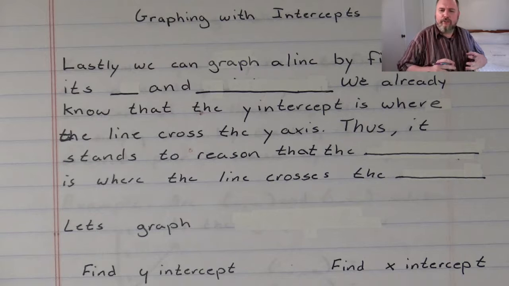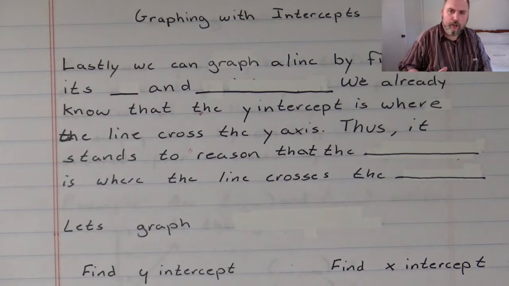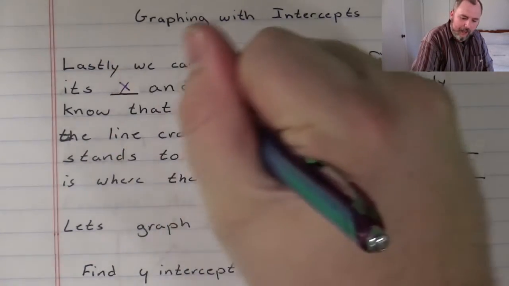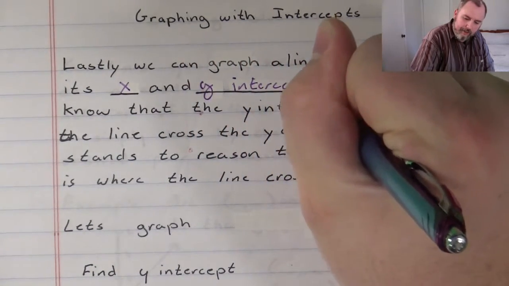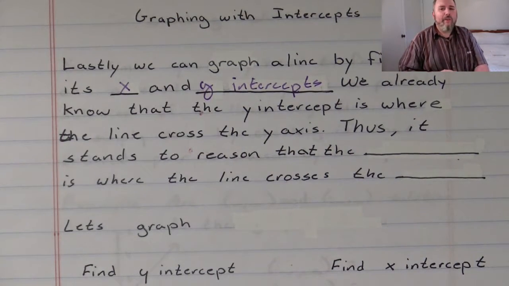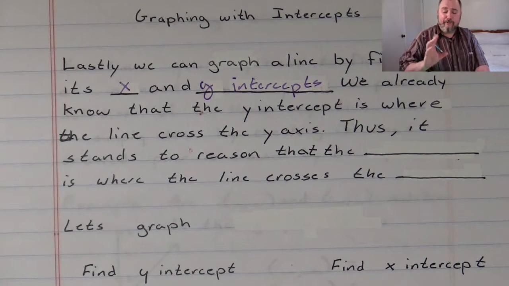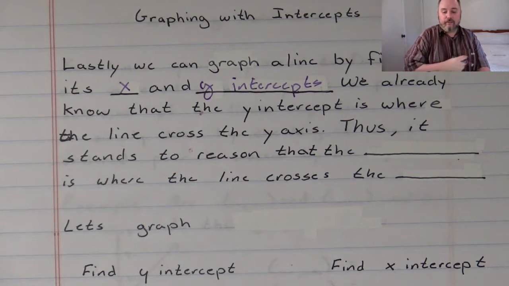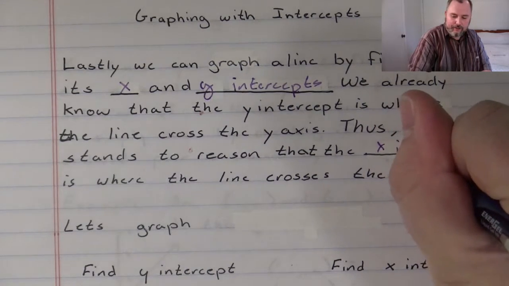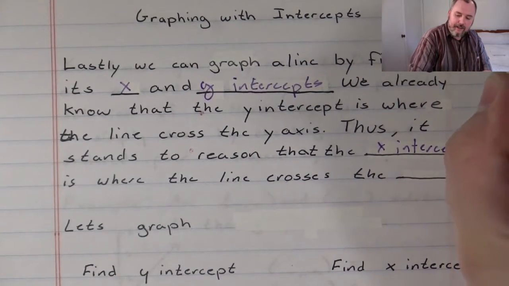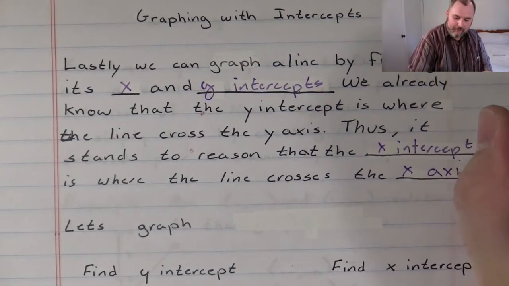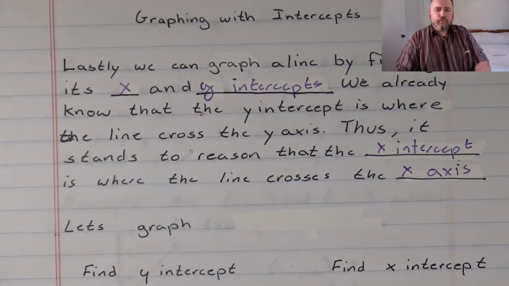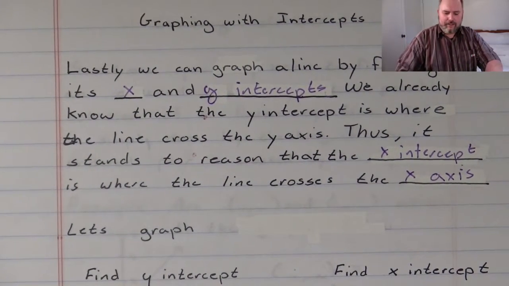Lastly, we can also graph lines by finding what's called x and y intercepts. Okay? So x and y intercepts. We already know what the y-intercept is. It's basically whenever the line crosses the y-axis. Thus, it stands to reason that the x-intercept is simply where the line crosses the x-axis. All right? So, how do we go about doing that? Well, let's look at it. Let's do a graph.